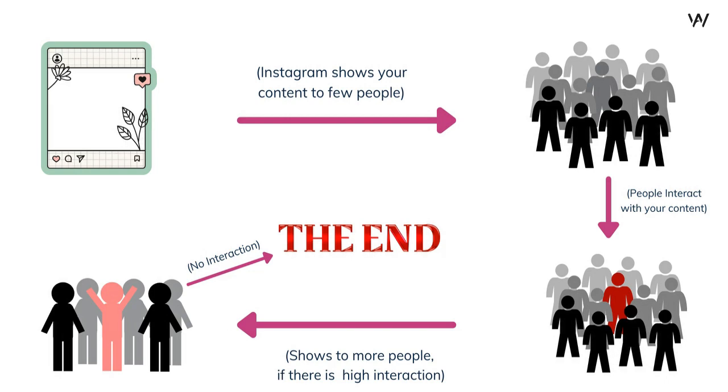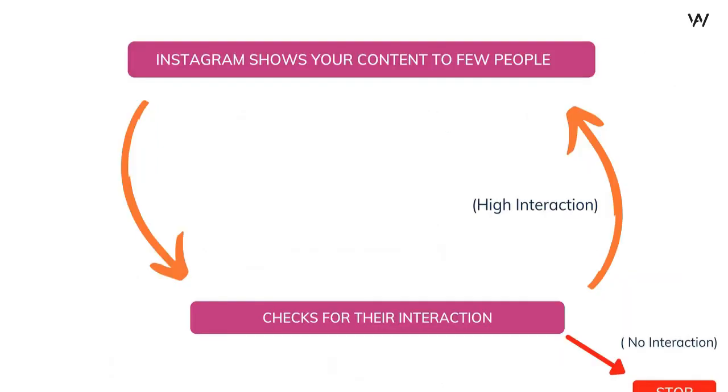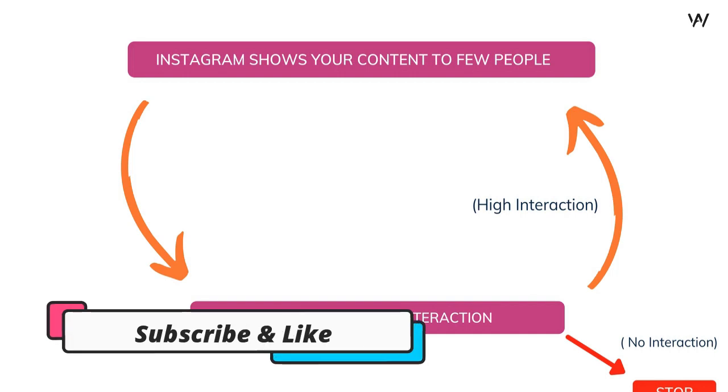So now you can just go through whatever I've shown on the screen on how the algorithm works, but I feel that this diagram doesn't explain it properly. So let me show you another diagram which could help you to understand the Instagram algorithm better. As you can see on the screen, this is how the Instagram algorithm works, and as I've said in the previous slide, Instagram shows your contents to a few people and it checks for interaction.